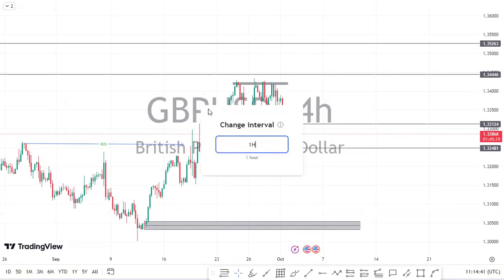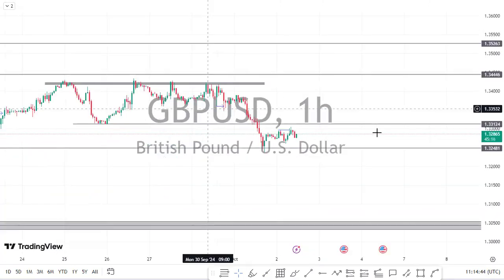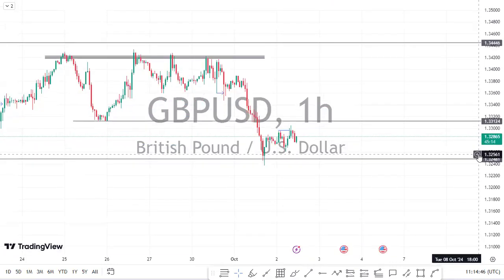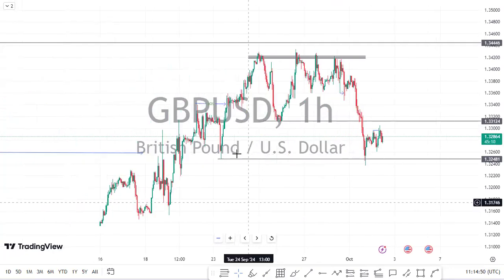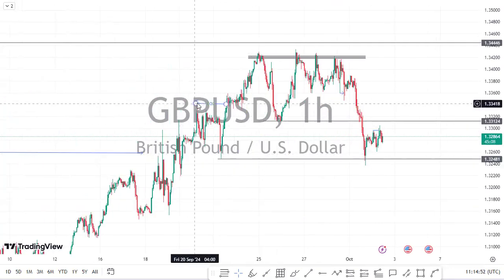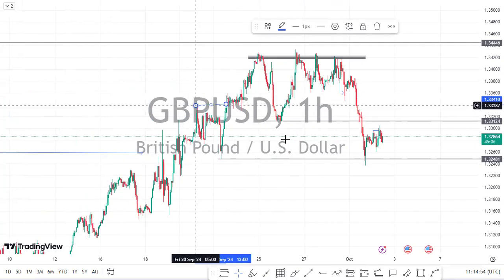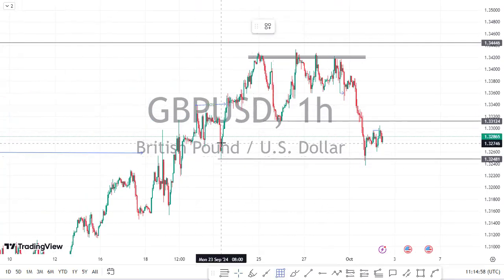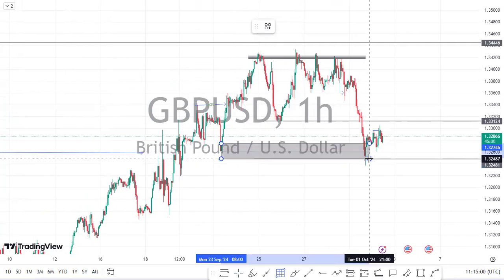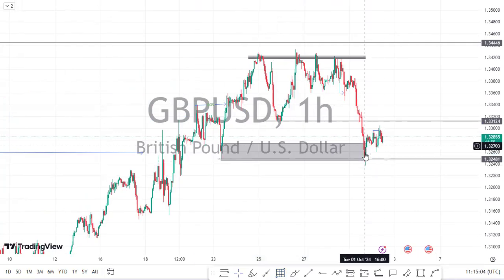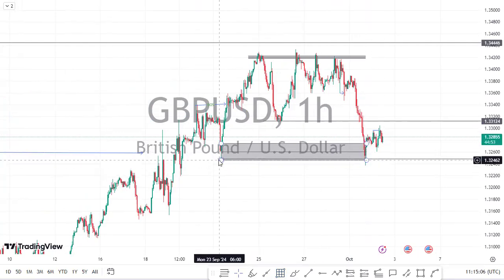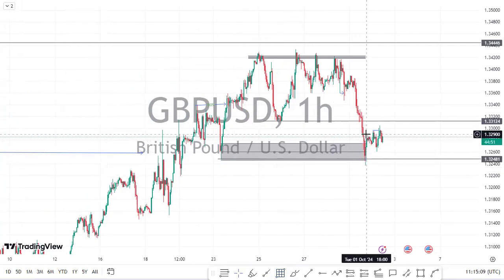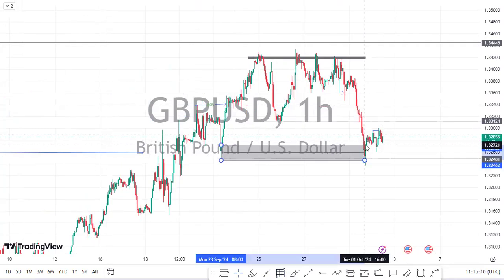H1 time frame. Now you can see that on H1, this place is a break of structure clearly. So now this is the other block that broke that structure on H1. So I see price came to the other block, swept liquidity below it, and we have a reversal immediately.